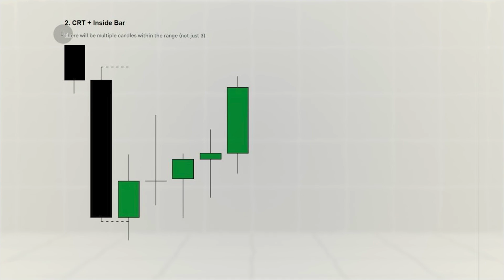Basically, what it tells us is that within the range, there will be a multitude of candles. It will not simply be 3 candles. In other words, the third candle will not finalize the move in a direct way like this, but rather it will require subsequent candles to do so. There may be 3, 4, 5, 6, 7, 8, 10 candles, however many are needed.